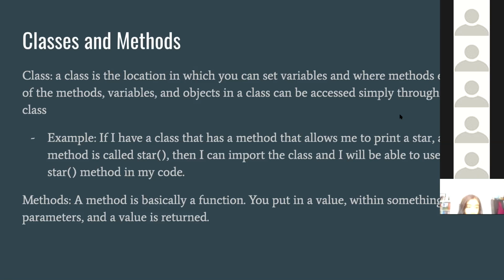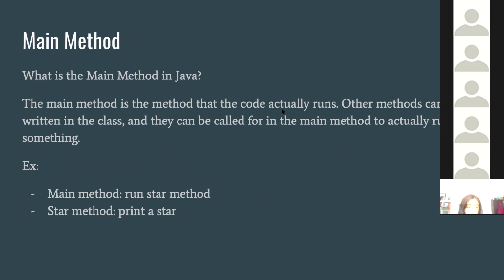Just to shorten that last part about a method, it's basically a function. You put something in, you get something out. So the method we talked about in the example is called star. All you do is call the method star, and it allows you to print a star because that's what the function is doing. Yeah. So we can move on to the next slide.